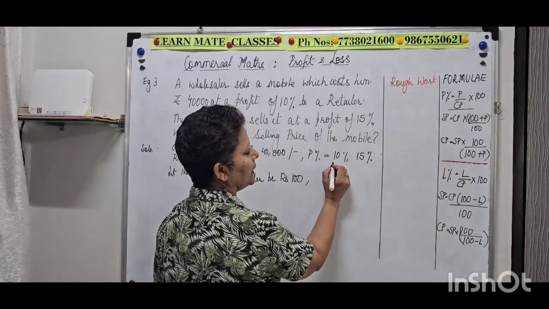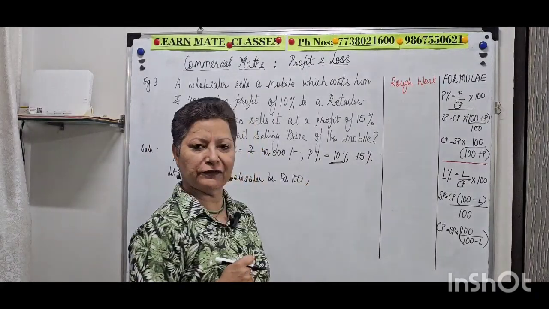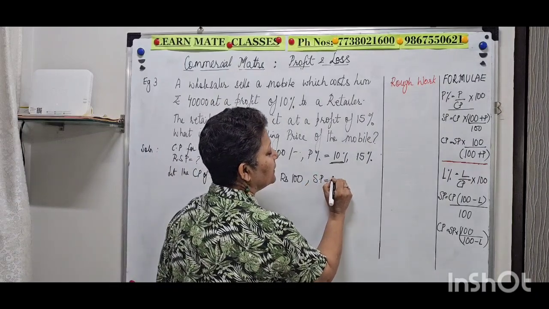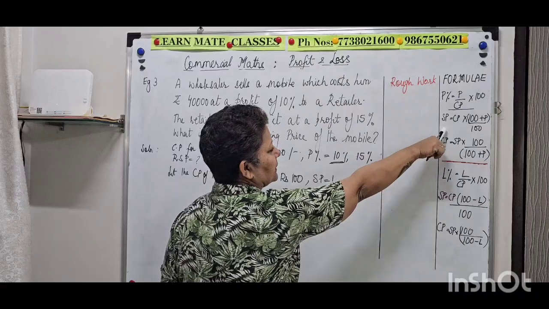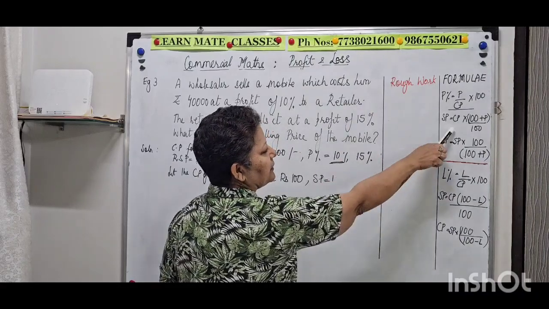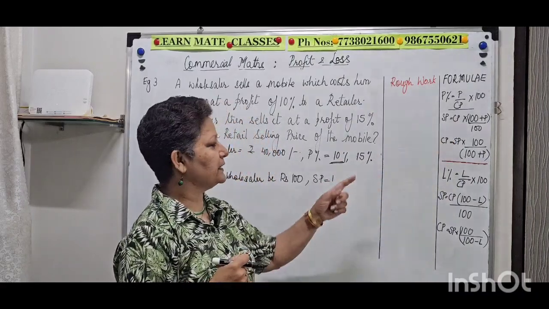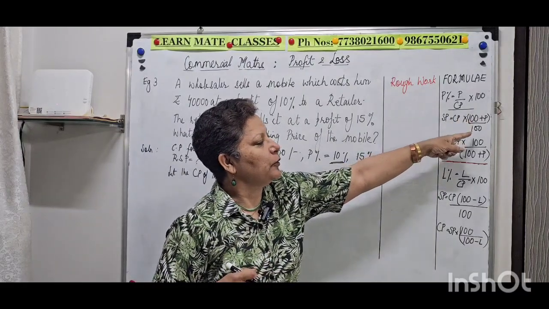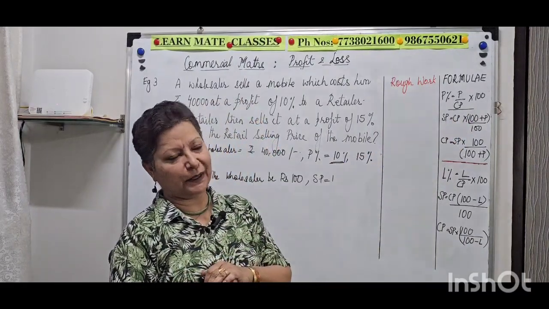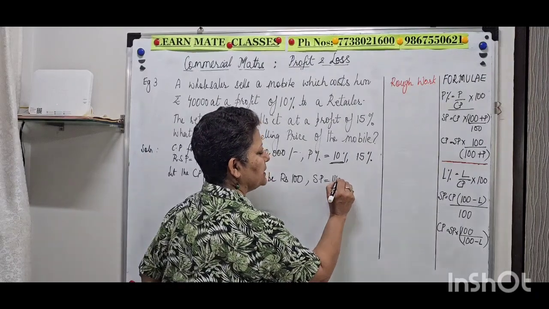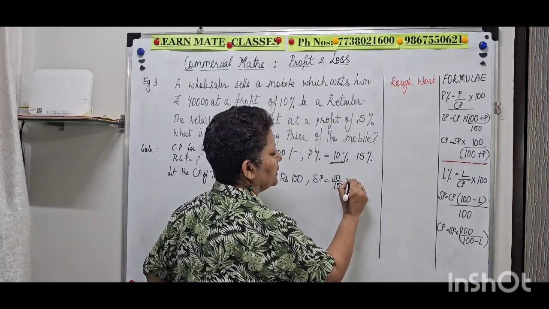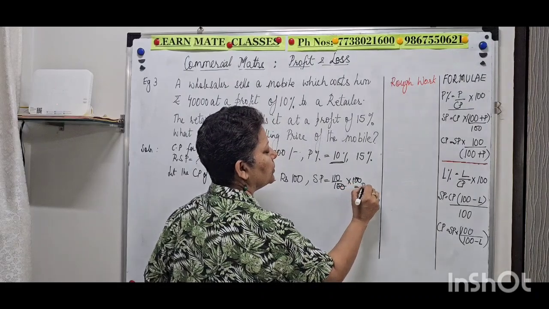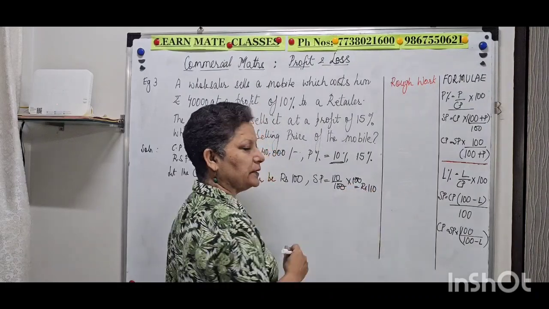So his selling price, which was with a profit of 10%, is going to be nothing but, if I look at the formula, 100 plus P, which in this case would be 110 upon 100 into the CP, which here is nothing but 100. So this is 110 upon 100 into 100, which is again nothing but rupees 110.